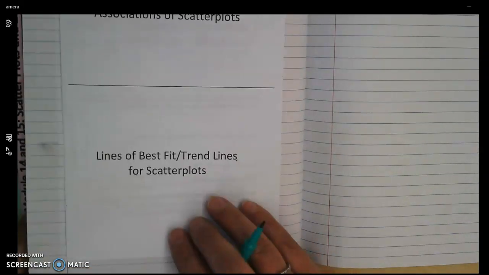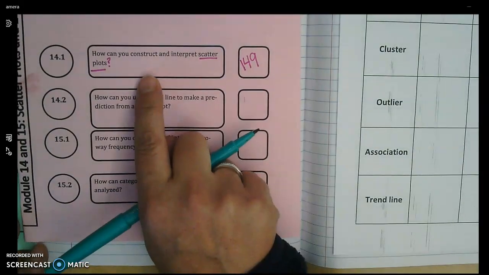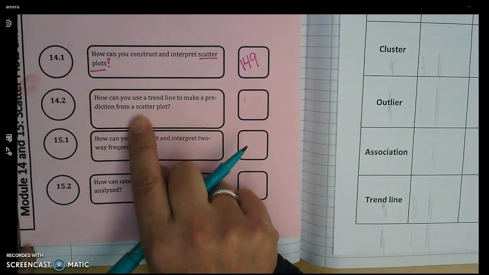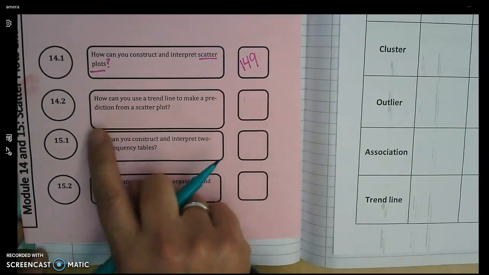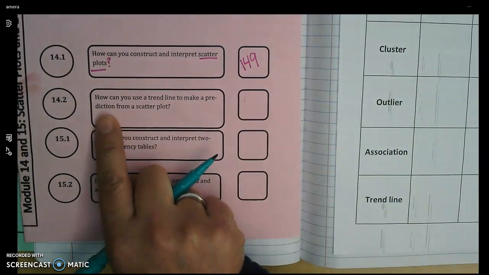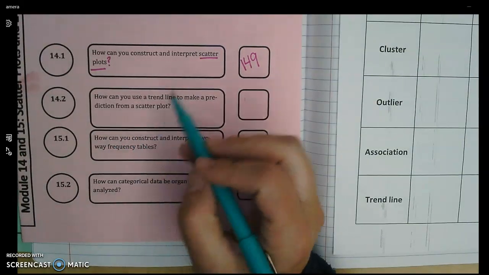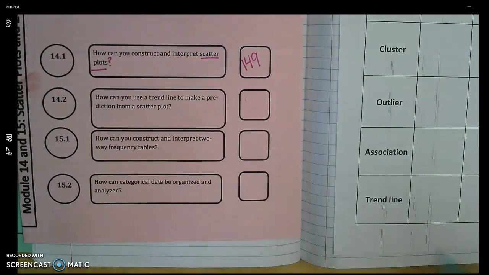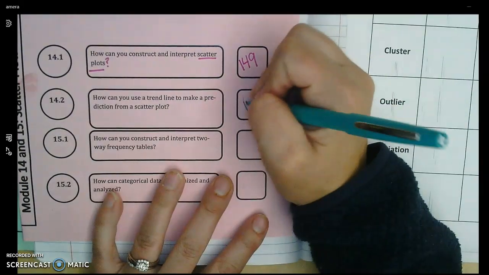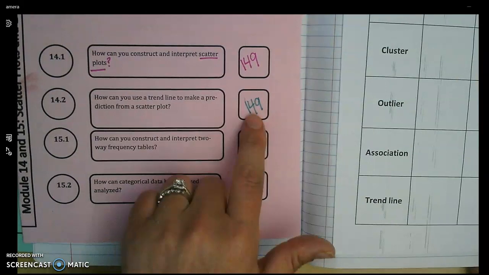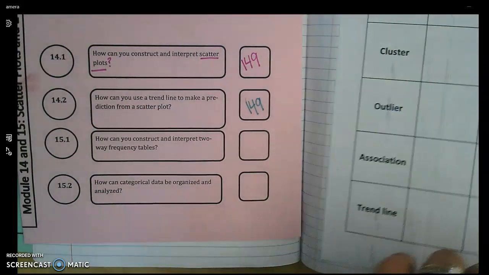Now we're moving on from lesson 14.1 to 14.2, and this section of the note taker is going to help us answer the question, how can you use a trend line to make a prediction from a scatter plot? Okay, so what we're going to be doing is we're going to be looking at scatter plots. We're going to draw a line that kind of follows the trend that the scatter plot is following, and then we are going to use that line to make a prediction. Okay, we're still on page 149. So if you want to fill that out in your table of contents, please do.